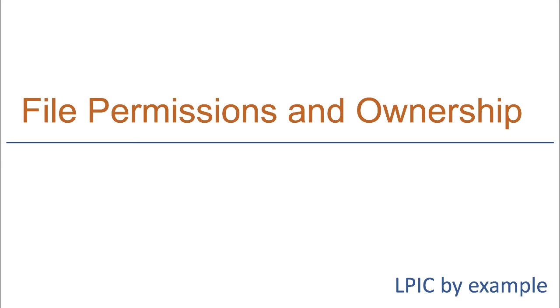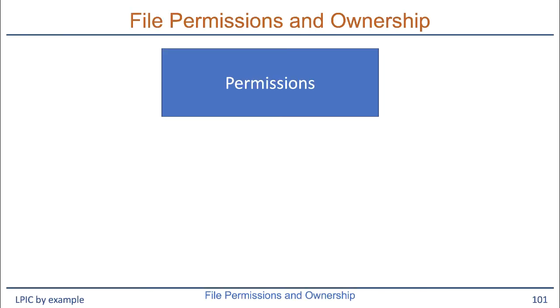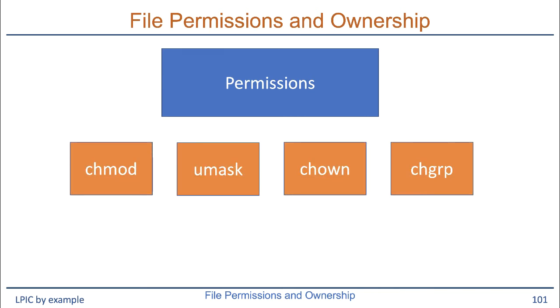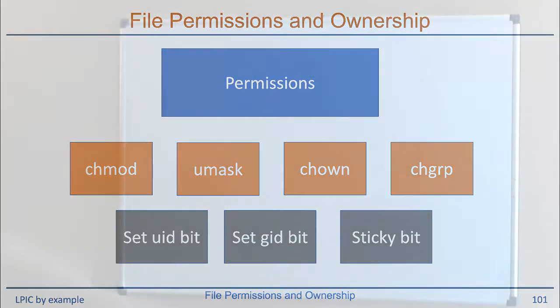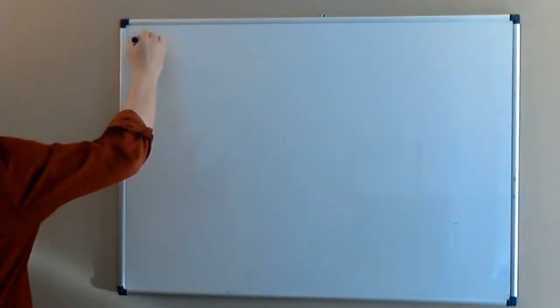In this module we will see how file permissions work in Linux with respect to who is allowed to do what with regards to files. The commands we will use in this module are chmod, umask, chown, chgrp, and we will discuss the set UID bit, the set group ID bit and the sticky bit. But before we do that, let's go to Henry.